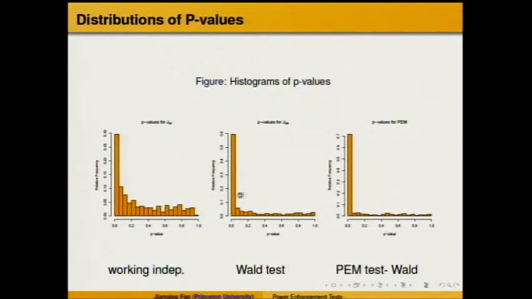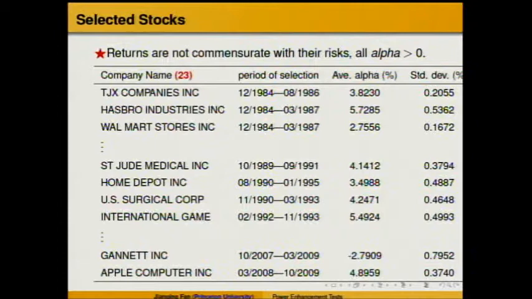Here are a few individual assets that we pick up using our power enhancement test. We only present the assets that have positive alpha for consecutive 18 months. For example, in the 84 period, Walmart seems to have extra alpha, on average monthly 2.75%.